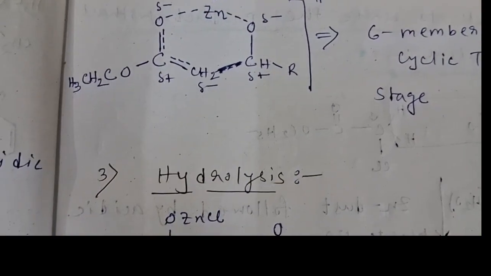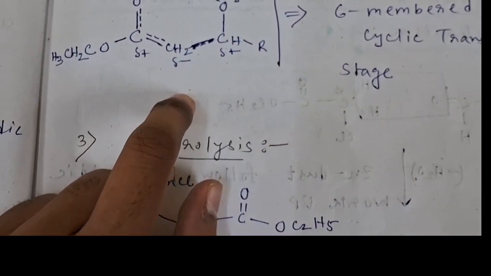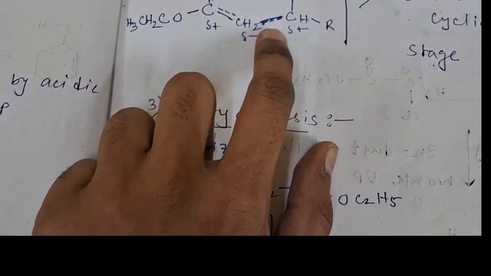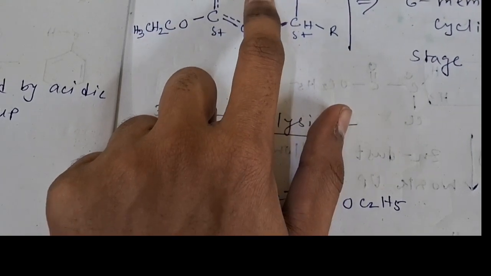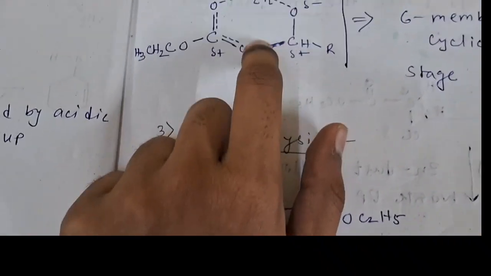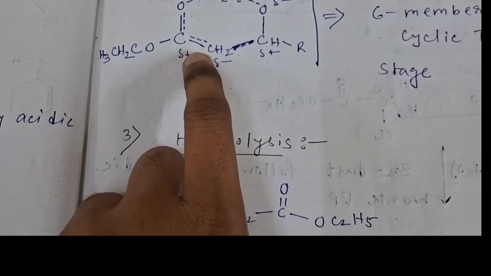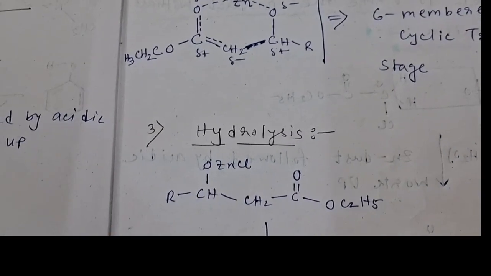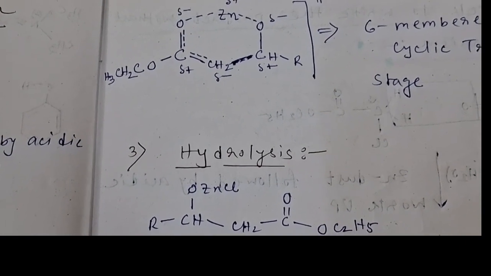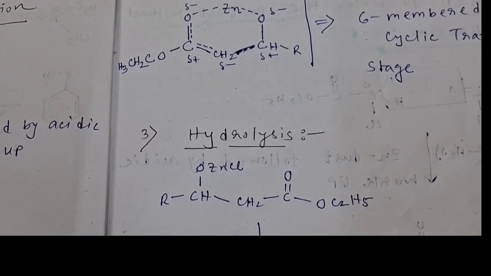Here you can see closely, this is a 6-member stable transition state because here the pi bond breaks and here the bond formation takes place, and the zinc coordinates with the two oxygen atoms, and the bond breaking and bond formation I have shown here by the dotted line. So this is the 6-member stable cyclic transition state, and the reaction proceeds via this stable transition state. So this step you can see is the rate determining step, or RDS.